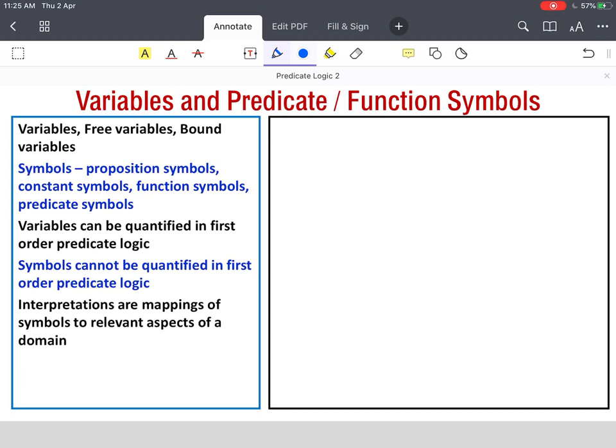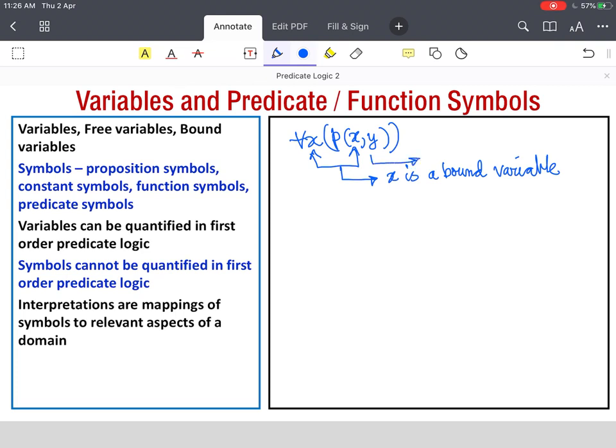Now let us discuss a few important issues that come up with this. Suppose I write down for all x, P(x, y). Then we can see that this x is quantified by this for all x. So this x is a bound variable, whereas y is not bound by any quantifier. So in this expression, it is a free variable.